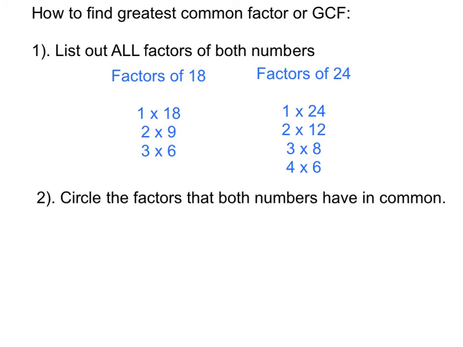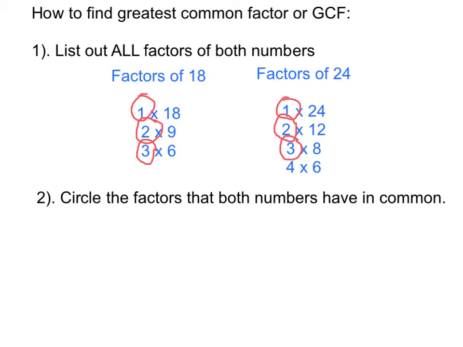So once I have all the factors of both numbers, then I go to step 2. I'm going to circle the factors that both numbers have in common. So let's see, I see the number 1 in both lists. So that's a common factor. I see 2 in both of them. So that's a common factor. I see 3 in both of them. So that's a factor that they have in common.